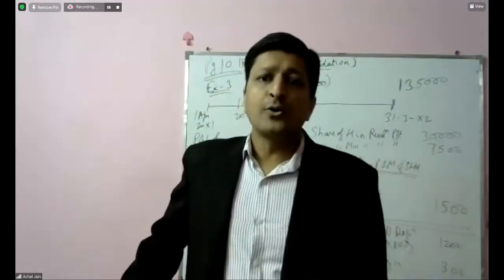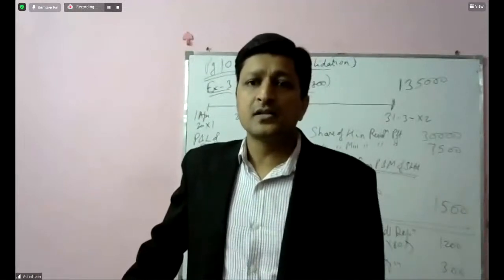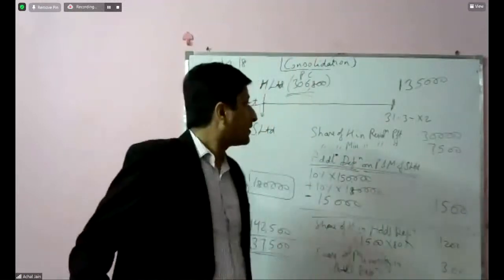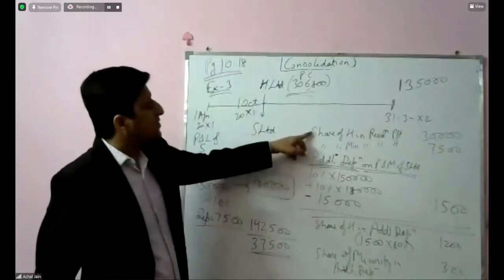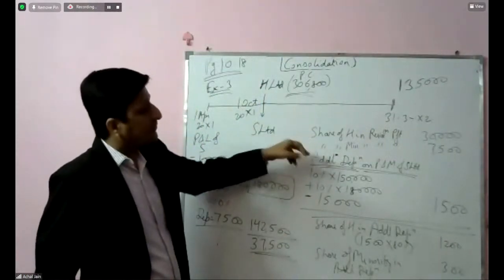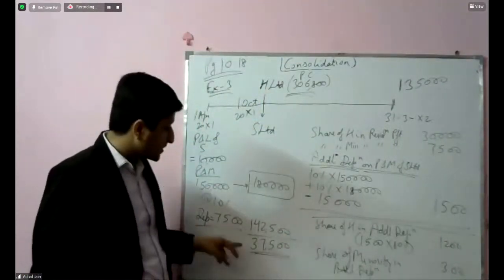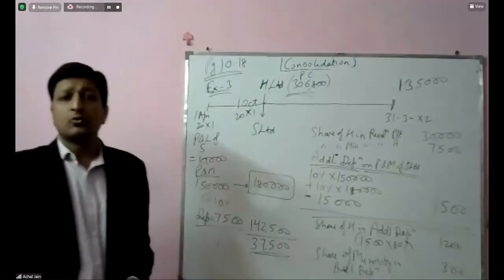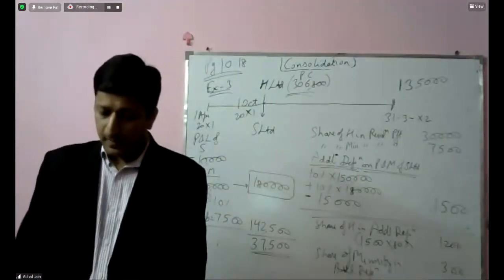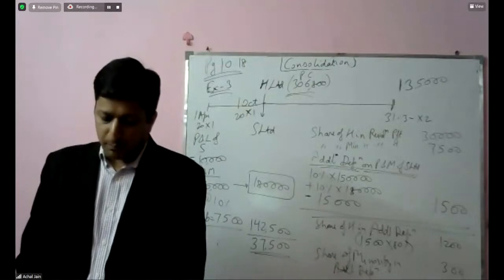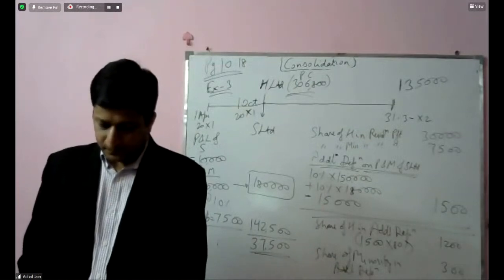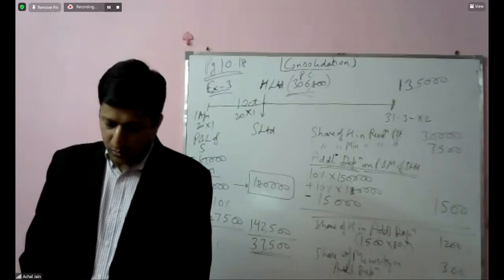Shamim is asking, sir, how did you get this minority interest revaluation profit? So 80% goes to H, 7,500 balance amount. Out of this 27,500 goes to minority. That is how it's been computed. Quickly, any more questions?